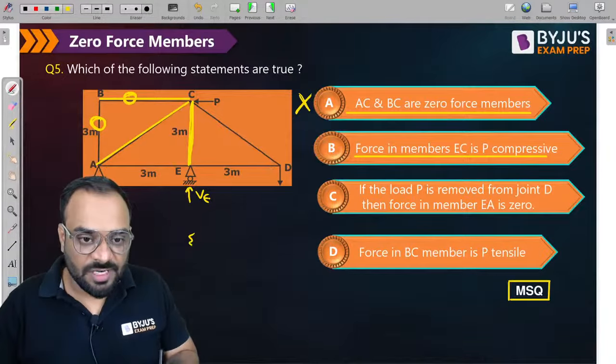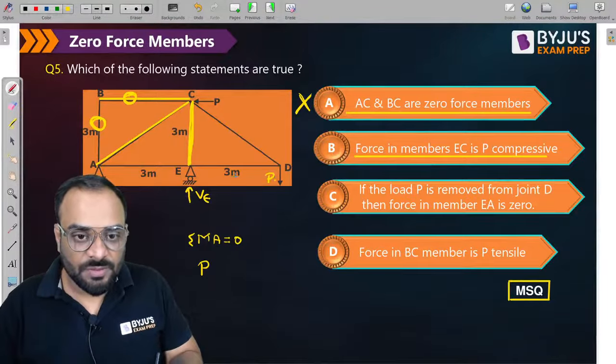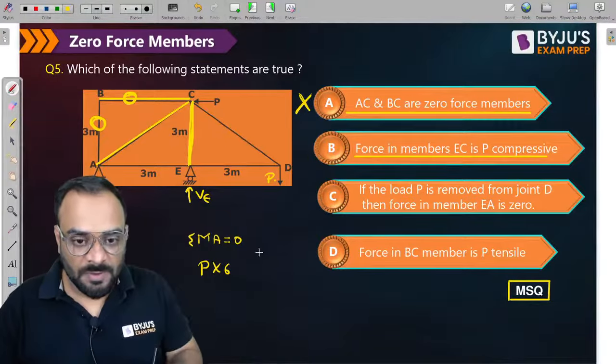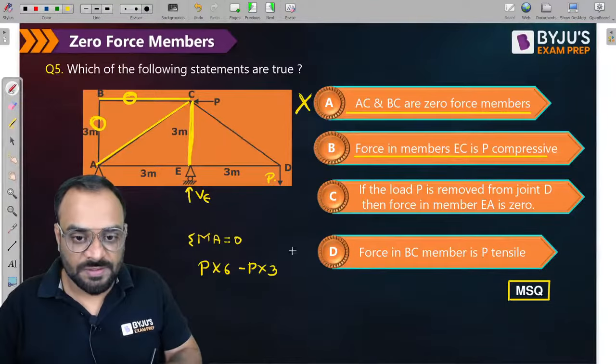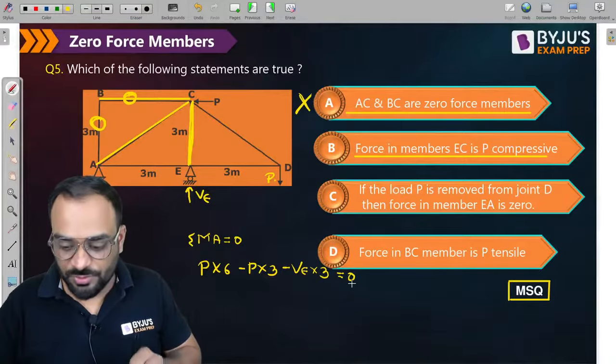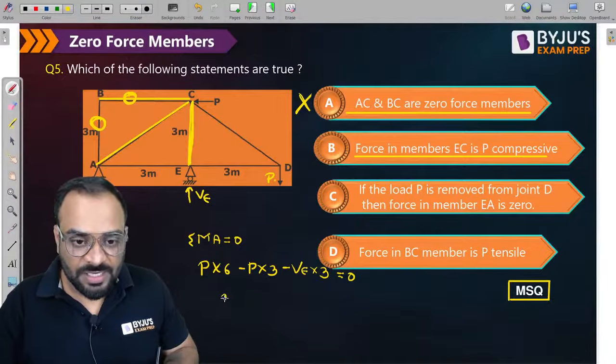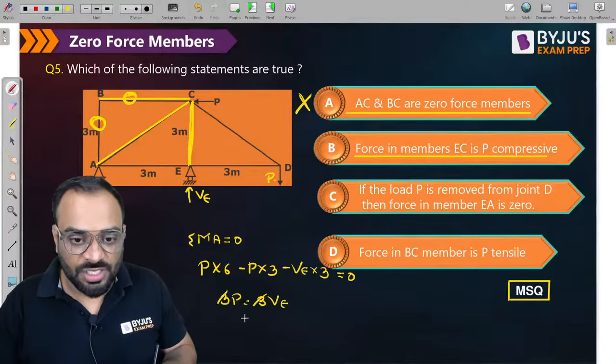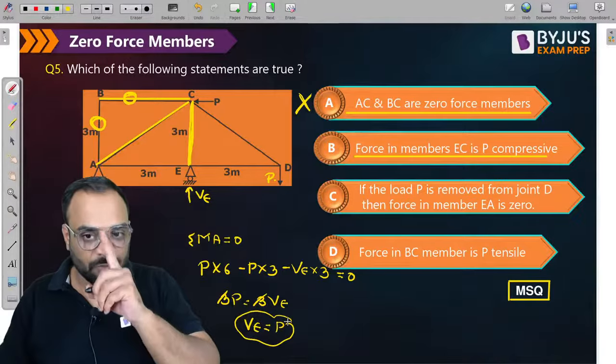So first I will write summation of moment at A is equal to 0. So this is again P force, P into 6, which should be clockwise, minus P into 3, which is anti-clockwise, minus VE into 3, and it should be equal to 0. Correct? So we can write here, guys, 3P is equal to 3VE. So we can cancel 3 to 3, and ultimately VE is equal to how much? It is equal to P value.